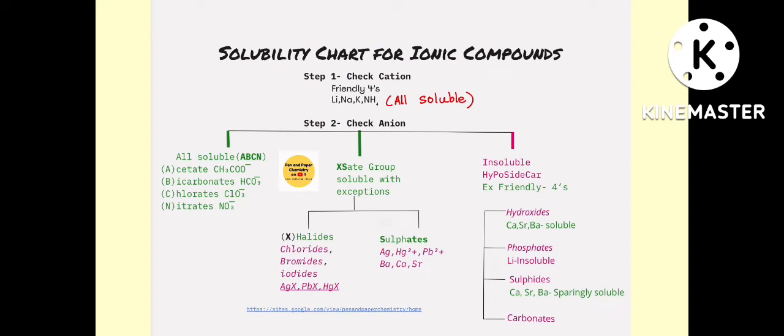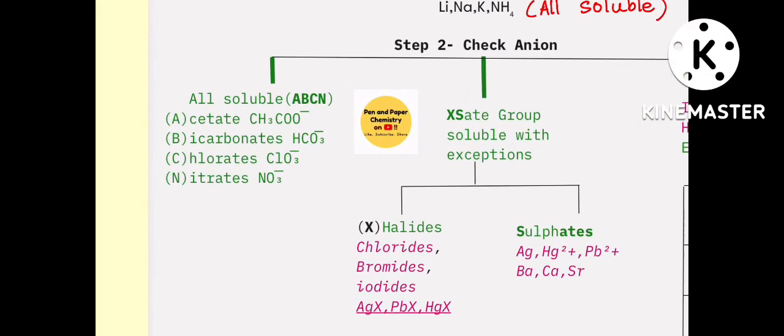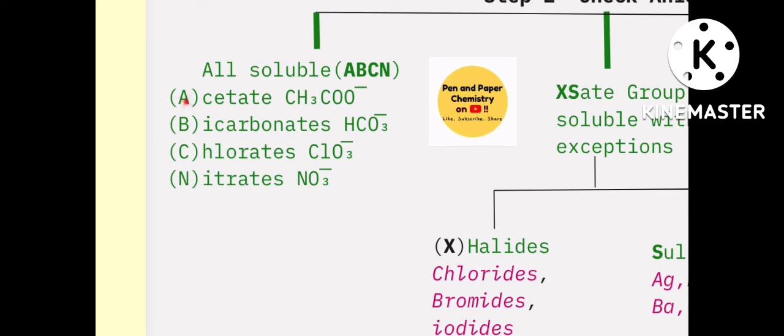After checking the cation, now we have to see the anion. In case our cation is not any of the friendly fours, we go on to the anions whose salts are all soluble. I've called it the ABCN group. A for acetate, B for bicarbonate, C for chlorate and N for nitrate, right? So you got it right. Acetate, bicarbonate, chlorate and nitrates. Salts containing these anions are all soluble.